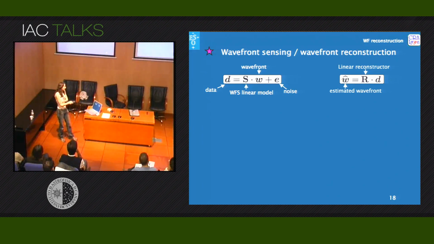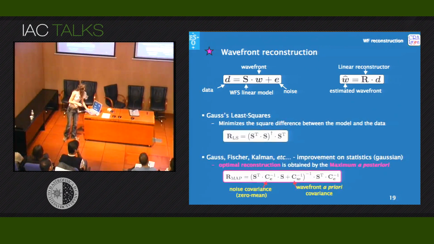At the beginning of adaptive optics, people usually developed the Gaussian least square classical inversion. This consists in minimizing the square difference between the model and the data. What we can do is do better, taking into account the statistics we know about the noise of the wavefront sensing process and about the wavefront perturbation, since the turbulence is a stochastic process.